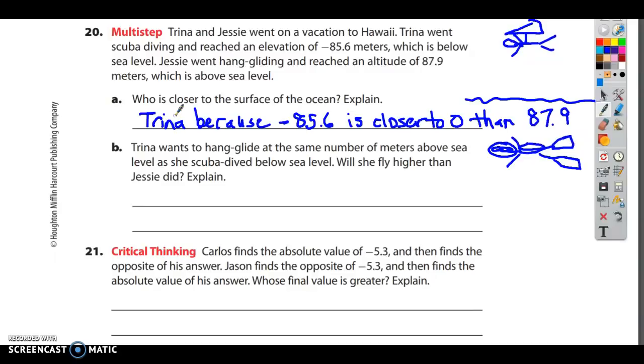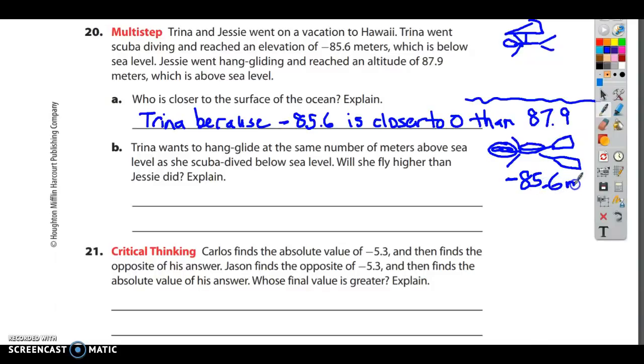All right, question B. Trina, remember Trina was the one that is swimming, wants to hang glide. So she already went swimming, scuba diving. Now she wants to go hang gliding. Trina wants to hang glide at the same number of meters above sea level as she scuba dived below sea level. So let's make a little note here. She was at negative 85.6 meters below.